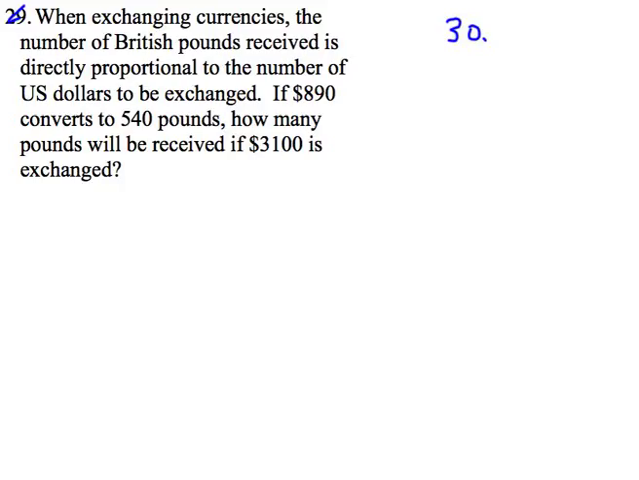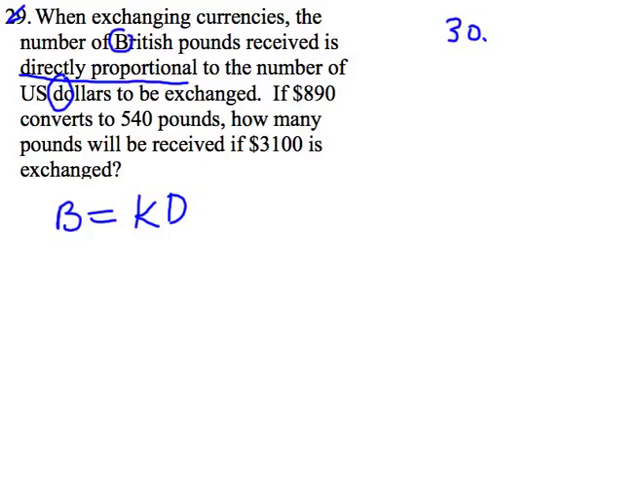Okay, number 30. This is a word problem, variation word problem. Directly proportional is the same thing as varies directly. So step 1 is to write your equation. So it says the number of British pounds, and I'll use B for that, is directly proportional, so equals, write your K, the number of US dollars exchanged, so I'll put D for that. And there's your equation. Okay?